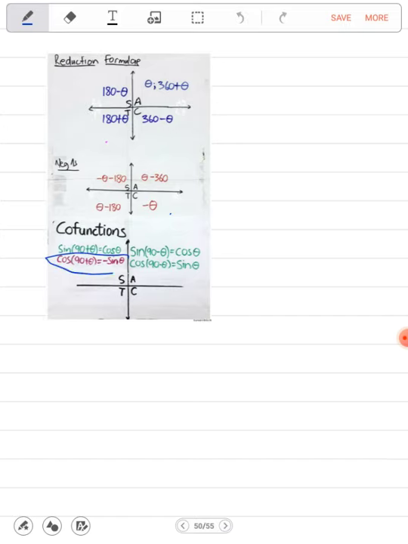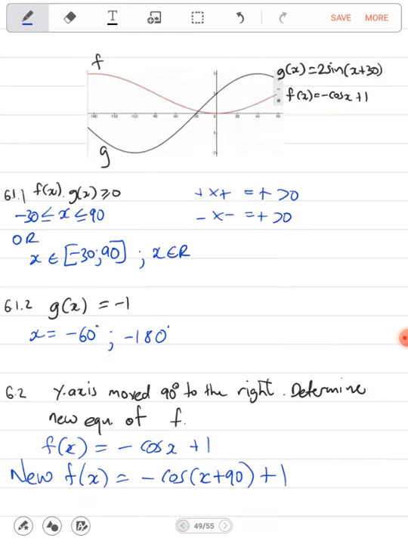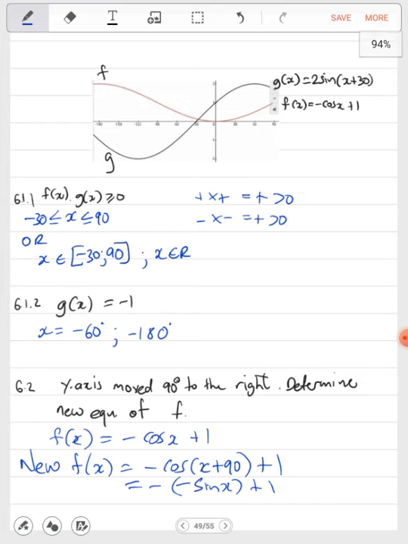See this pink one here? cos(90 plus x), or theta in this case here, is minus sine. So now that's what we will change here. Minus into the cos(x plus 90) becomes a minus sine x plus 1. And simplifying this further, we have this equal to minus and minus, so plus sine x plus 1. That completes the answer there.